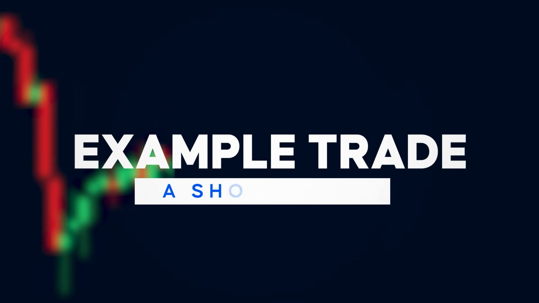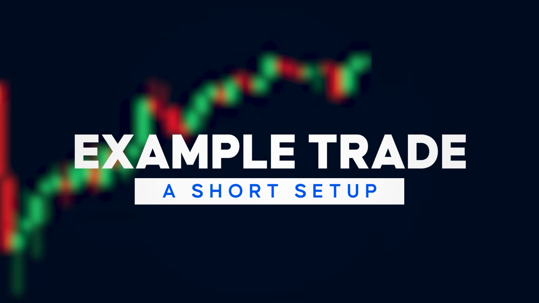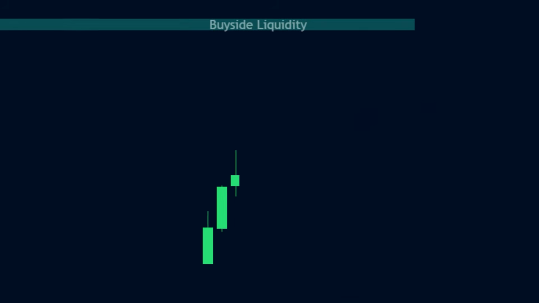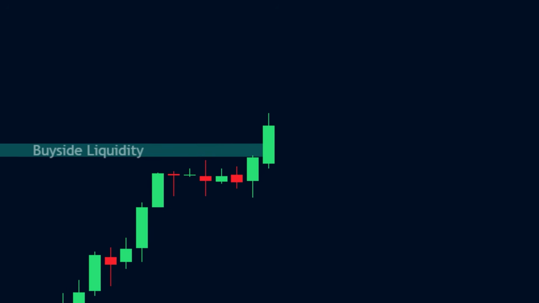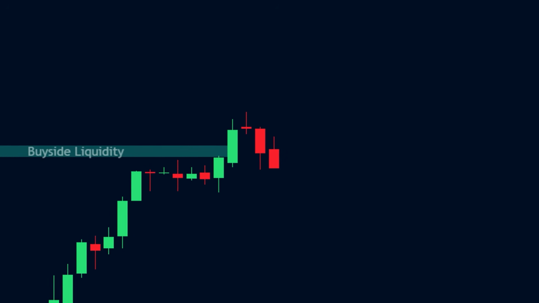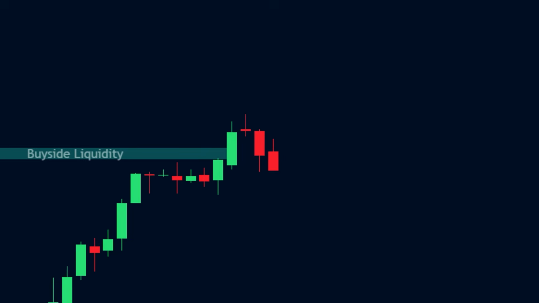Now let's look at a bearish or sell setup. It's exactly like the long setup, except everything is flipped. After the market opens, wait for price to push above a buy-side liquidity level and then close back below it. That's your liquidity sweep and first signal that a potential reversal is forming. From there, watch for an impulsive move lower.